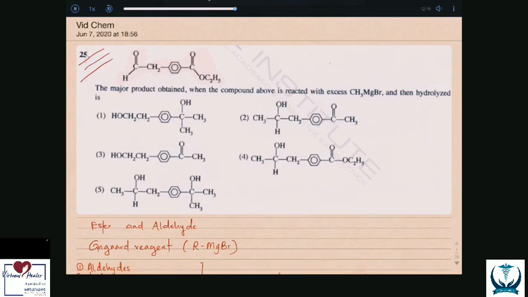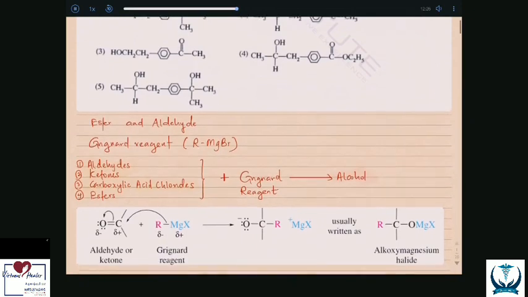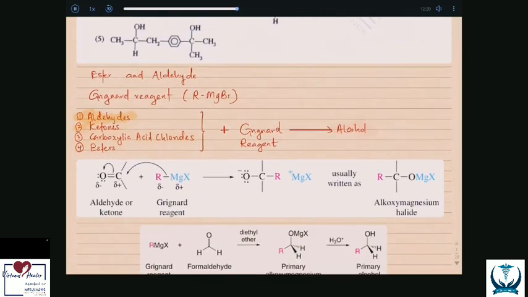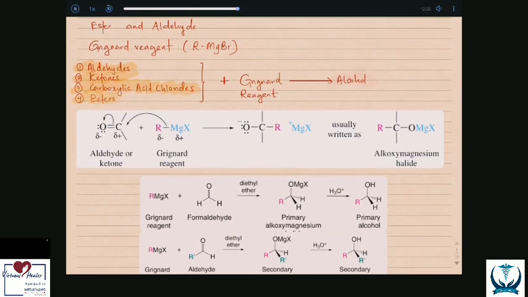There are two active groups in the compound given in question number 25. They are an aldehyde group and an ester. The Grignard reagent works on the aldehyde, ketones, and carboxylic acid chlorides and ester groups to produce alcohols. This is through a nucleophilic addition reaction of the Grignard reagent with the carbonyl carbons involved.